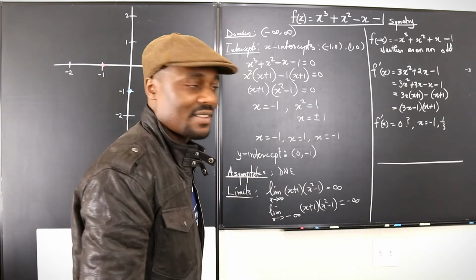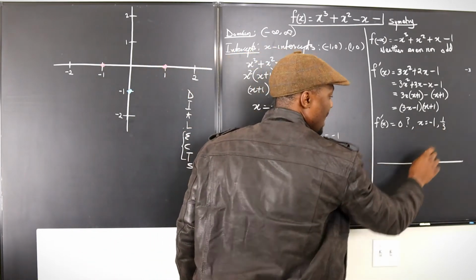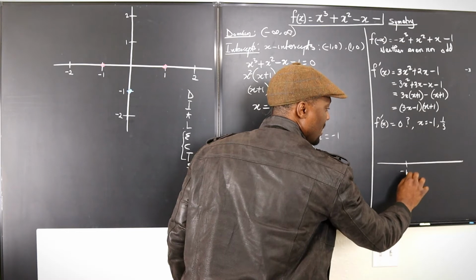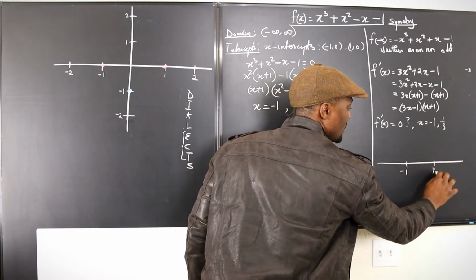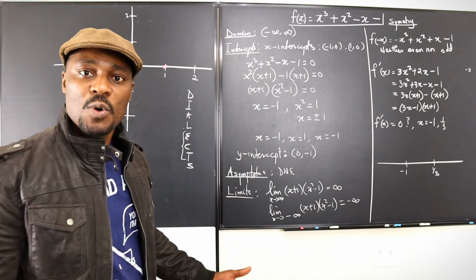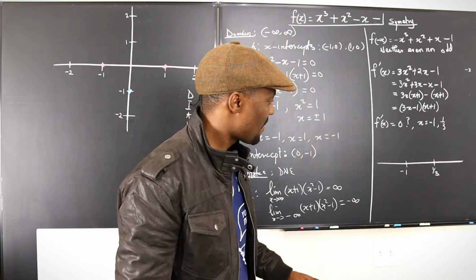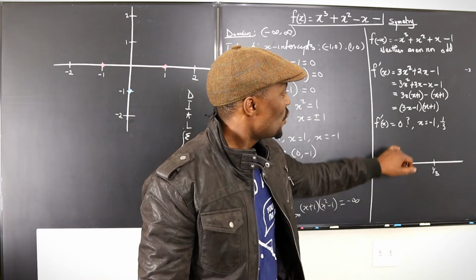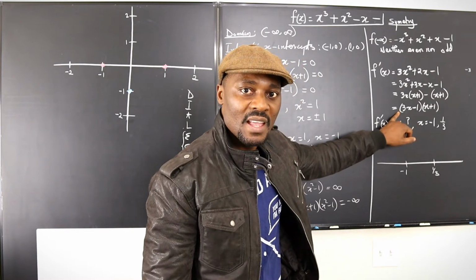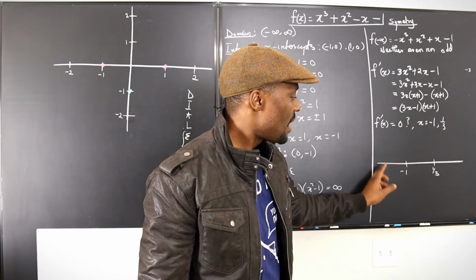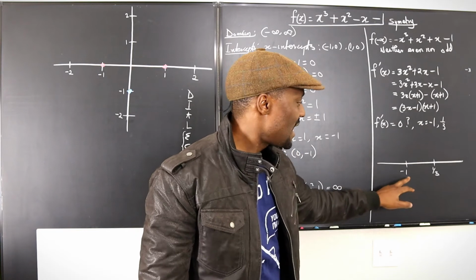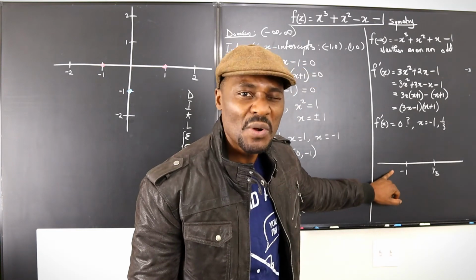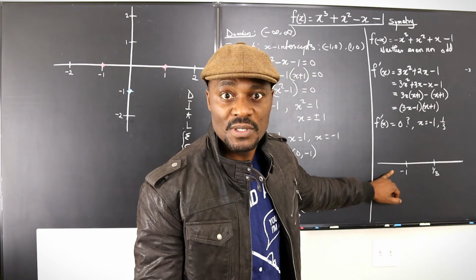Do your test. Pick the 2 points, negative 1 and 1/3. I'm going to put negative 1 here, and this is going to be 1/3. So what you want to do is ask yourself, what's happening to this function as you begin to go from negative infinity until you get to -1? Let's pick a number before -1. -2 is a good option.